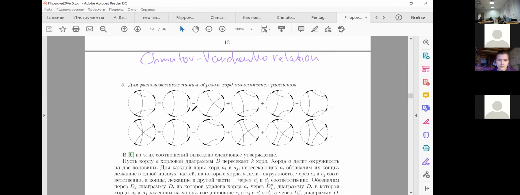In the last three diagrams to the right of the equality sign, there is the same number of chords, but fewer intersections of chords. And in the first two diagrams, there are fewer chords than in the diagram on the left. That is why these relations can be used to compute the value of the sl2 weight system recursively.